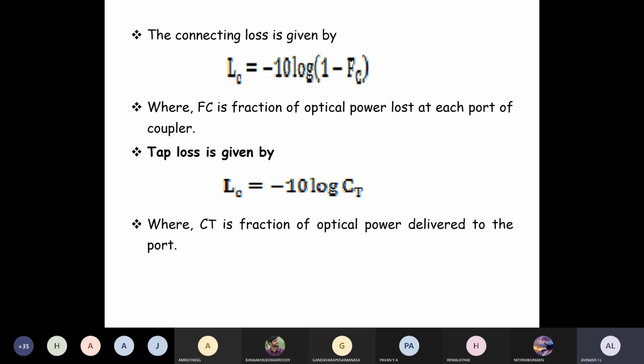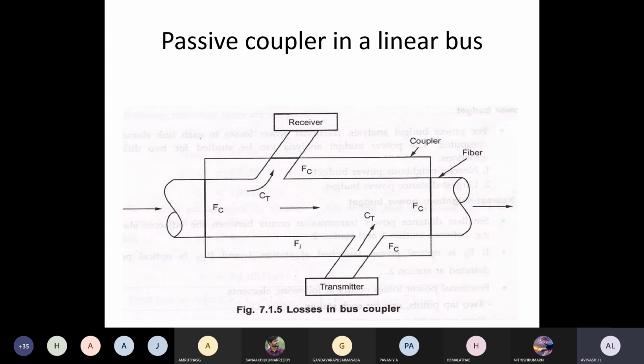Next is the tap loss. Tap loss means LC is equal to, once again, minus 10 log CT. What is CT? CT is the fraction of optical power delivered to the port. Here you can see that from the transmitter, CT is the power which is delivered to the port, and at the receiver we are going to receive the signal.